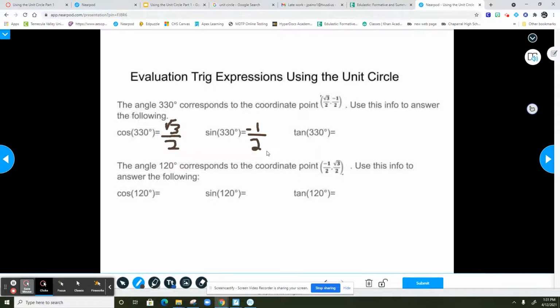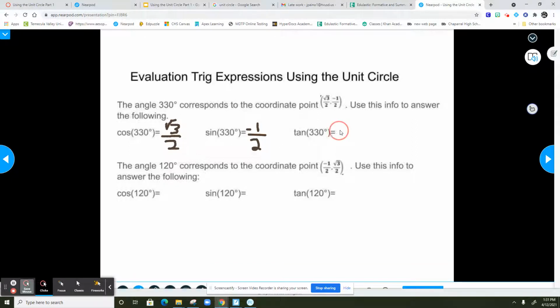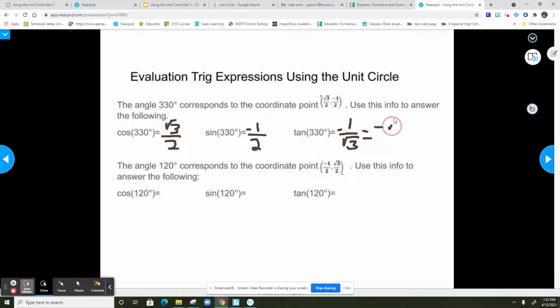What is tangent? Okay, so thinking back to our tangent page, we kind of have done this already. It's y over x, right? And so the 2's are going to cancel out. I'm left with negative 1 over rad 3, which we know we can't leave my answer like that. So when I rationalize this, my final answer is going to be negative rad 3 over 3.